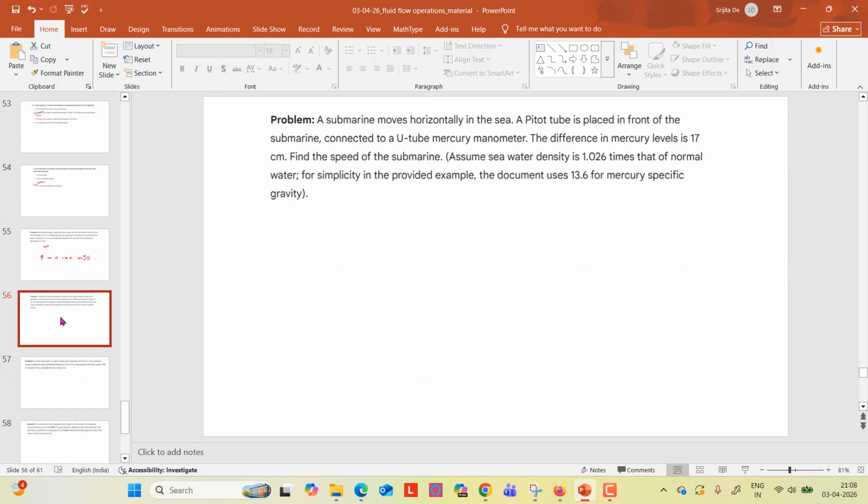So we are doing this problem, right? A submarine moves horizontally in the sea. A pitot tube is placed in front of the submarine connected to a U-tube mercury manometer. The difference in mercury levels is 17 centimeter. Find the speed of the submarine. It is kind of the same as we have done earlier, but still you can do it.